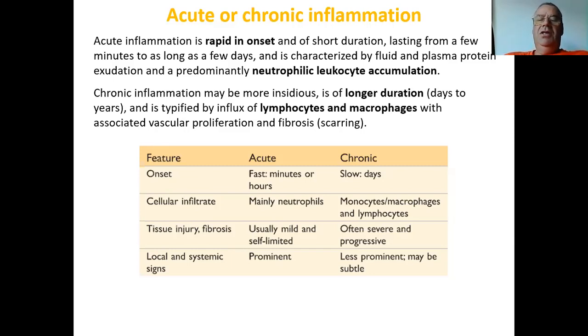Chronic inflammation may take longer, days or even weeks. It tends to involve a mixture of cells: monocytes, macrophages, and lymphocytes. Your tissue damage tends to be more progressive and severe. Again, you see this in symptoms like long COVID. The symptoms are less prominent, but they can be subtle.